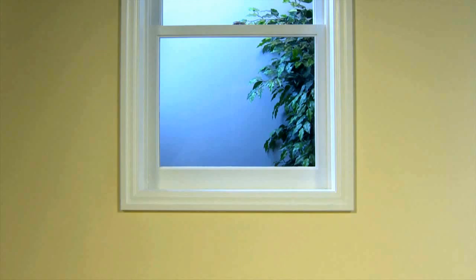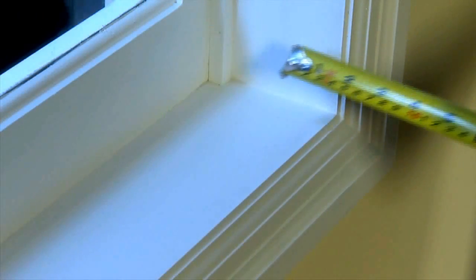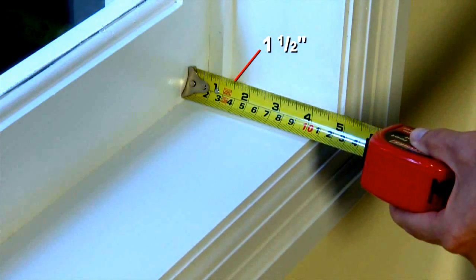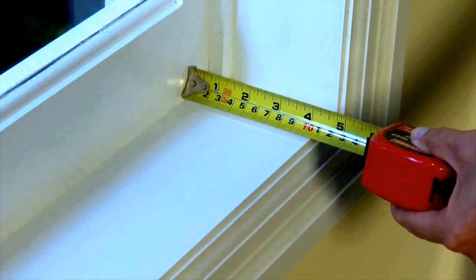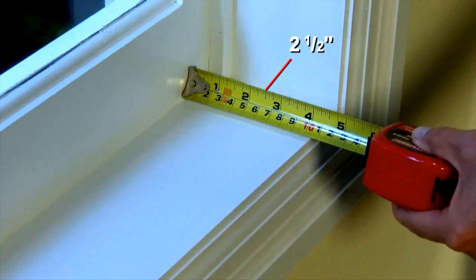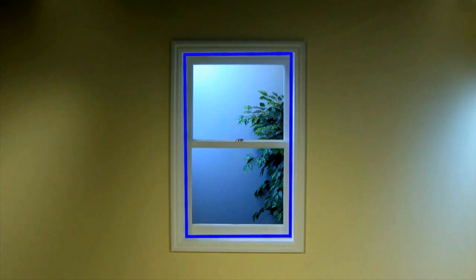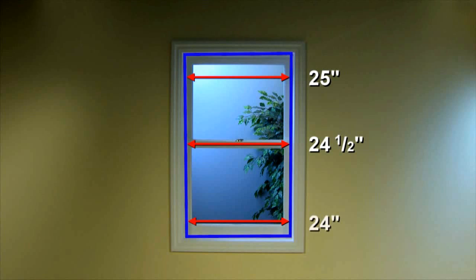Here's the way to measure a window for an inside mount. For the depth, the casing must be at least 1 1/2 inches deep for a 1-inch head rail and at least 2 1/2 inches deep for a 2-inch head rail. For the width, measure the exact distance between the insides of the frame. Take 3 measurements: top, middle, and bottom, and use the smallest measurement.